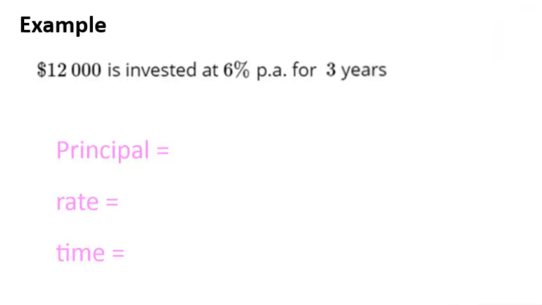So we'll just have a go identifying the principal, the rate and the time. So $12,000 is invested at 6% per annum for 3 years. Okay, so principal is the starting amount either loaned or invested. So in this case, our principal is 12,000. A rate, that is the interest rate. So it's the one that always has the percentage with it. So that's 6%. And the time in years, well, that's 3 years.